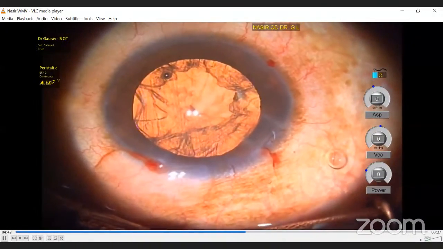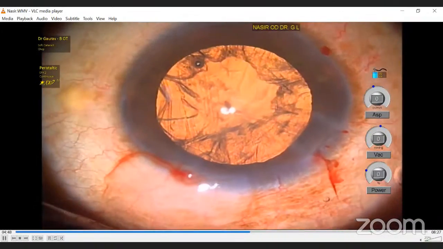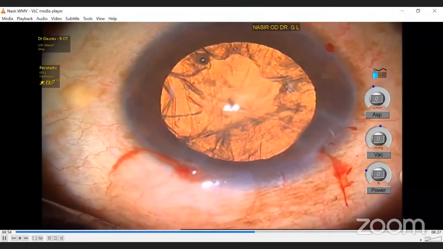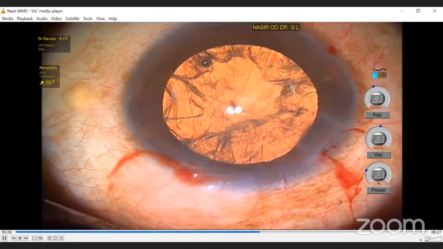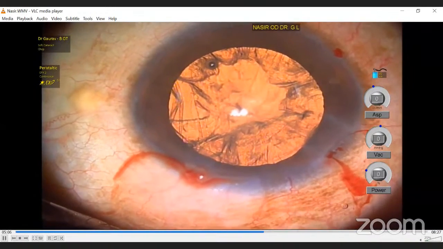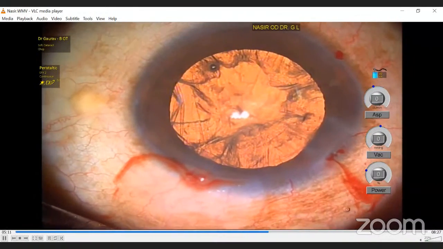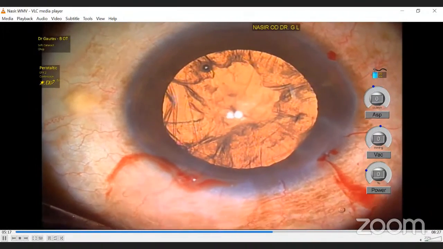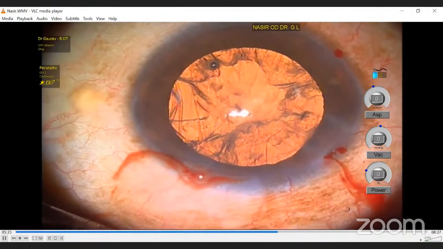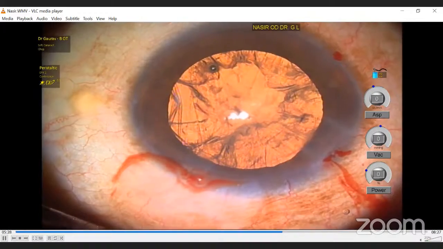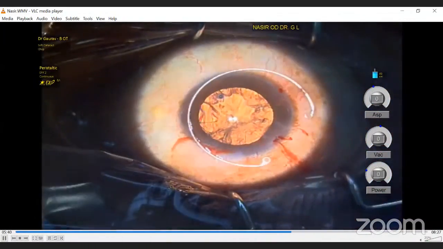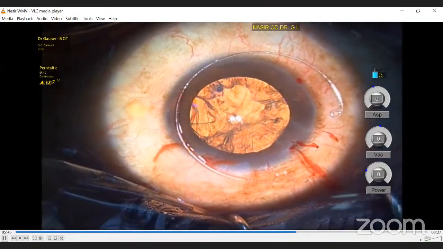After this, we formed the chamber with the viscoelastic and planned on putting a CTR. We also inflated the bag with viscoelastic, and we tried to form the chamber. Here we used hydroxymethyl cellulose, thinking that it would be adequate to take care of the situation.